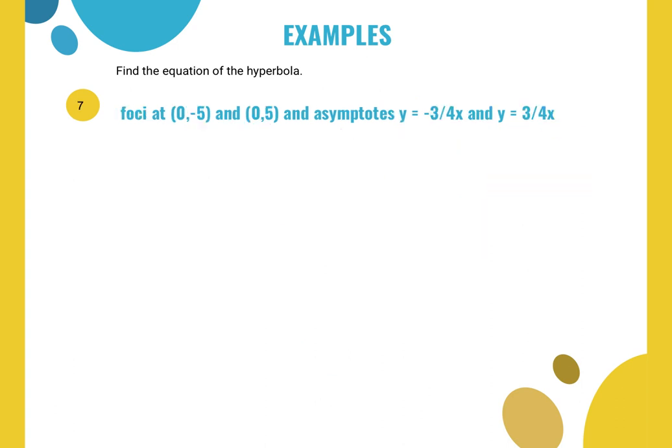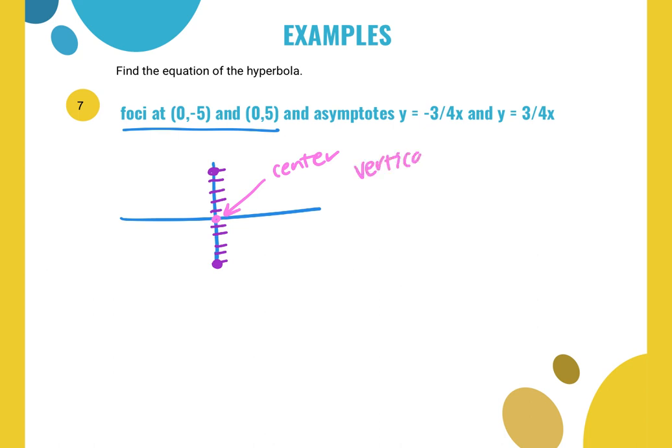All right, example 7. This time it starts with the foci again. So (0, -5) and (0, 5). So the center is at (0, 0) again. And it's vertical, which means y squared minus x squared equals 1. c is what I know from the foci, and c is 5.